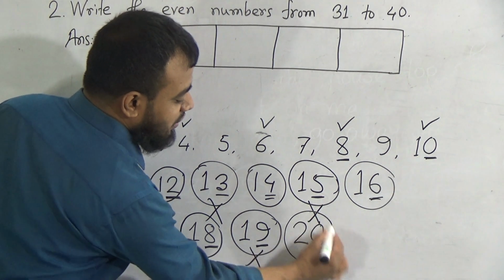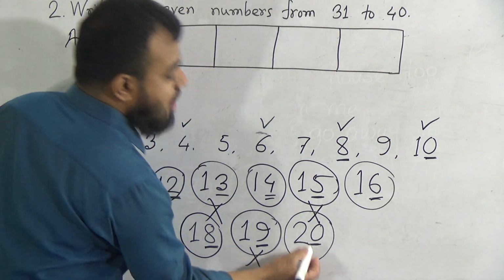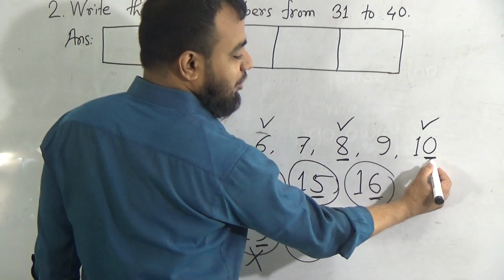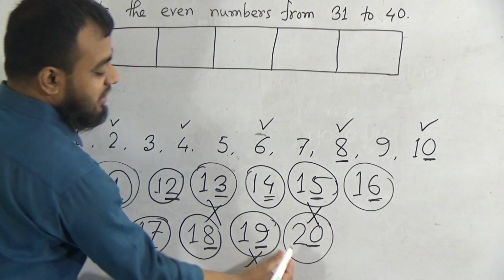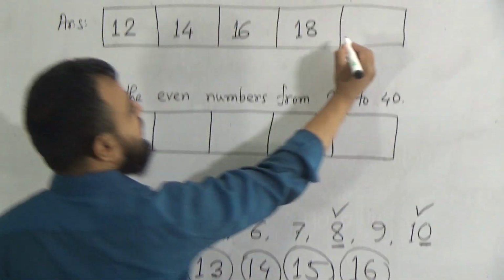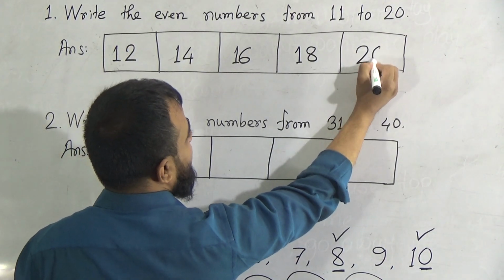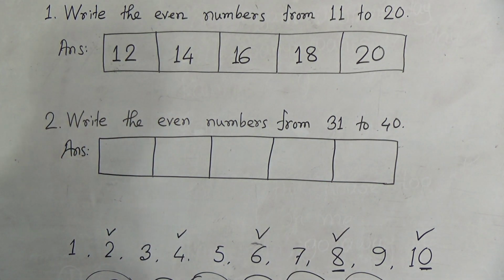And my dear students, look, 20 has 0 in the right side. If we find 0 in the right side, then that number will be an even number. So 20 is also an even number. That means we should write down 20 in the last blank. Okay, and this is our solution of question number 1.